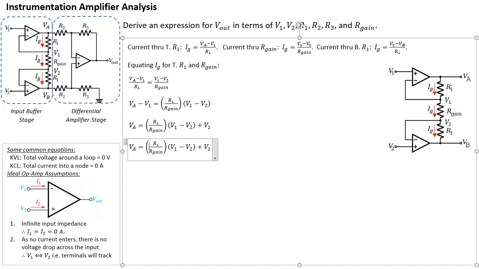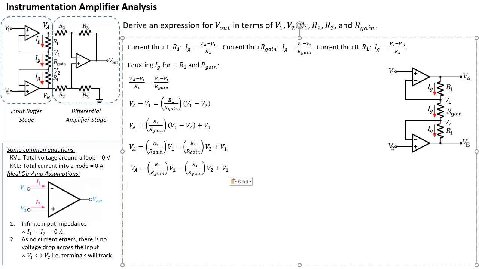So that's going to be R1 over R gain times V1. Just copy this because I'm going to use it again. So times V1 minus the same term times V2. So that term is gone, and then again it's plus V1. So the next thing is, of course, to gather V1 together.